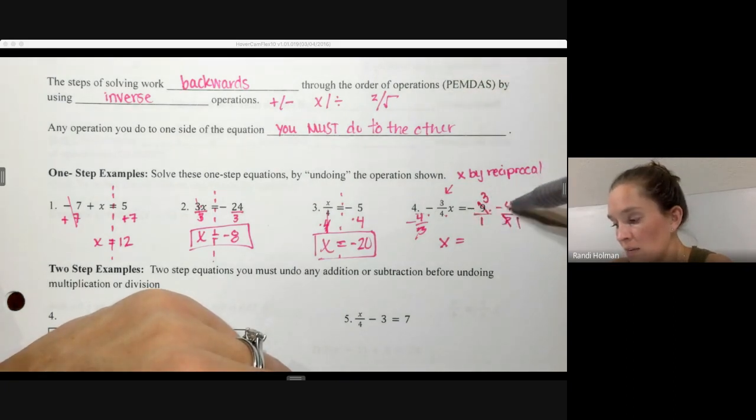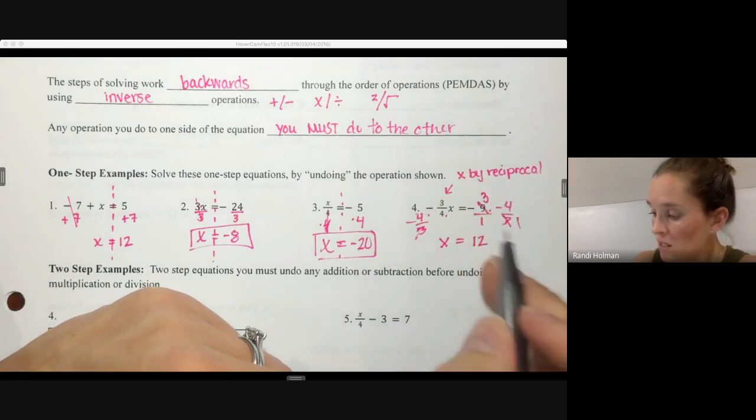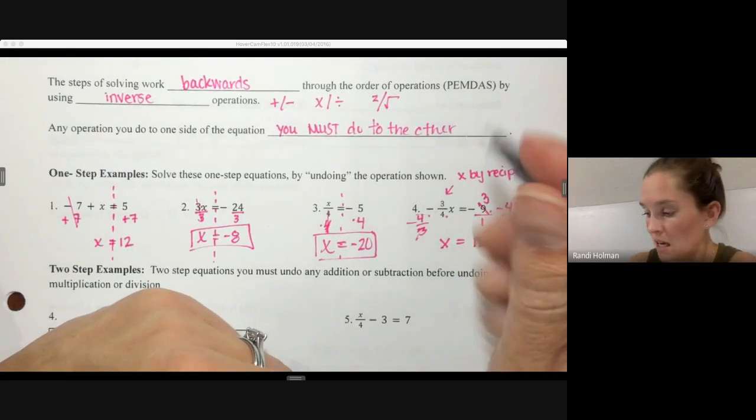So if I have -3 times -4, negative times negative is positive. 3 times 4 is 12. And 1 times 1, I could write 12 over 1, but that's equivalent to just 12.